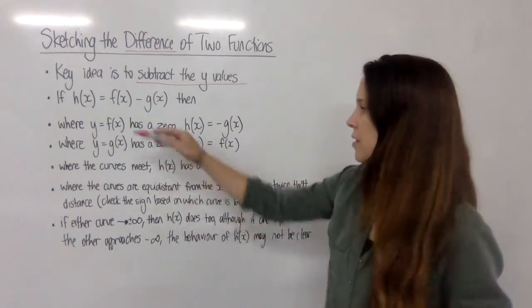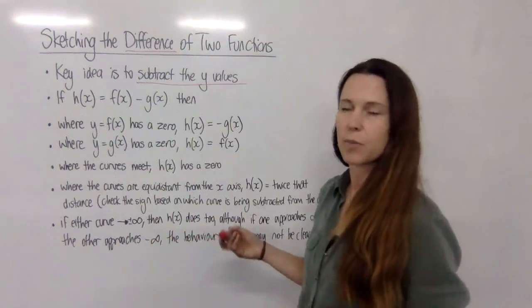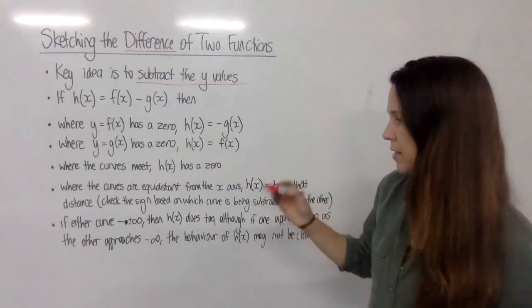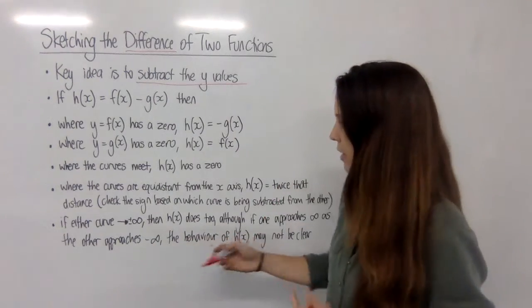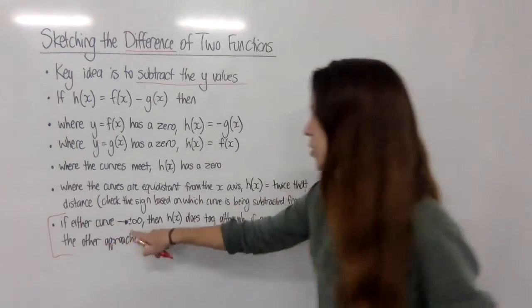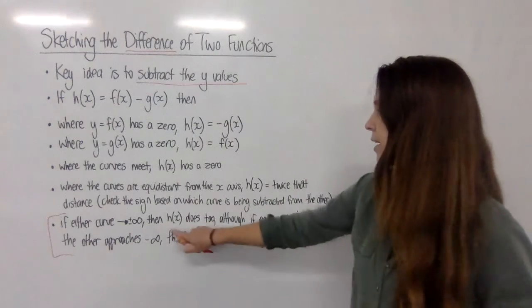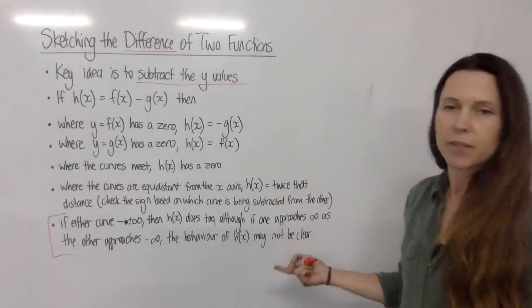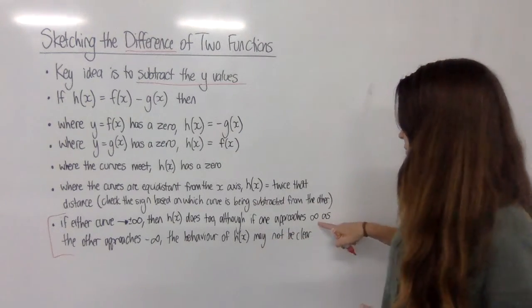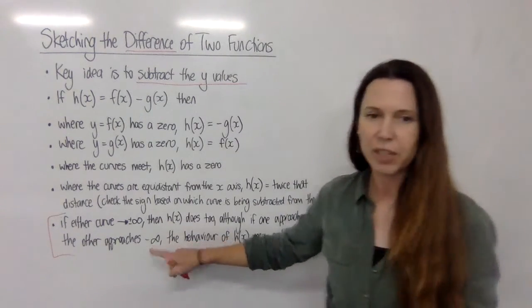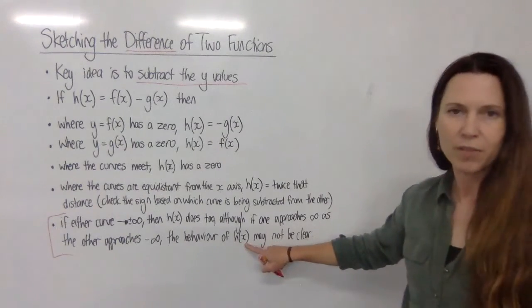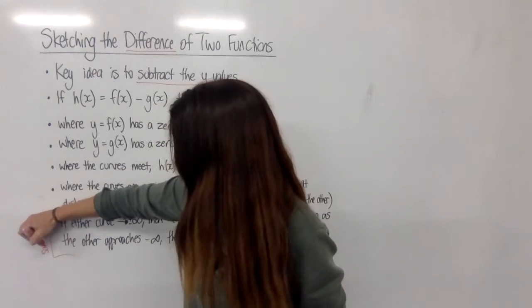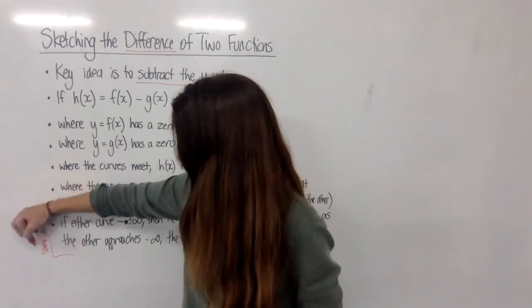Now, some of these considerations we've already discussed when looking at the sums, and some of them are the same, some are different. So one that's the same, I'm actually going to leap down to the bottom here. If either curve approaches plus or minus infinity, then our subtracted curve, or our h of x, also does. But if one is approaching infinity as the other approaches negative infinity, then the behaviour of y equals h of x may not actually be clear. So let's jot down that that is exactly the same as when adding.